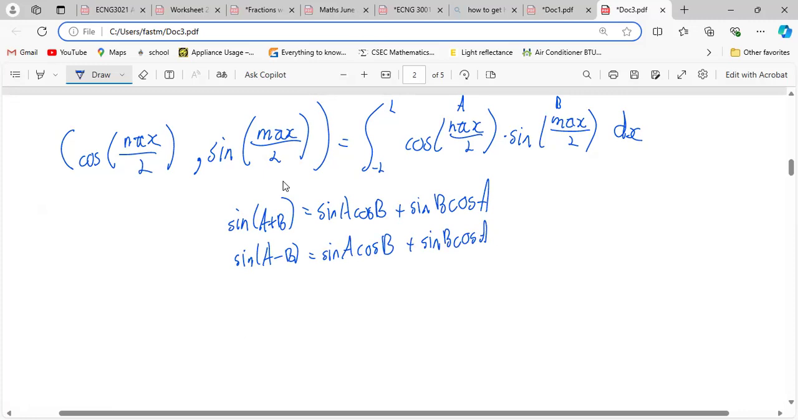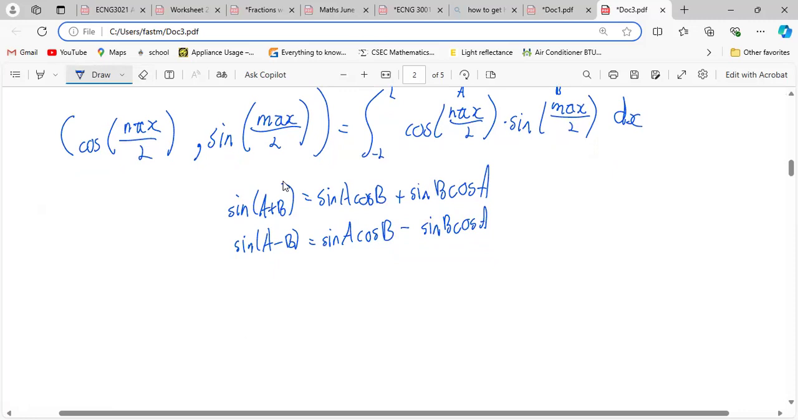So the mistake I made there is that for sine, the sign inside here is always the same as the sign in between. For cos it does invert, so you have to remember that. If there's a minus here, there would be a minus here also. So for sine it's the same: plus plus, minus minus. Just be careful with that.